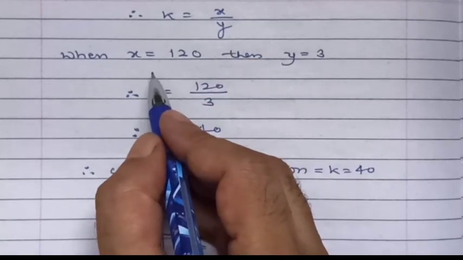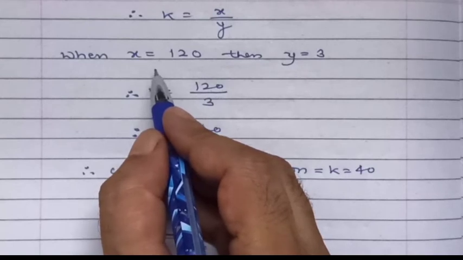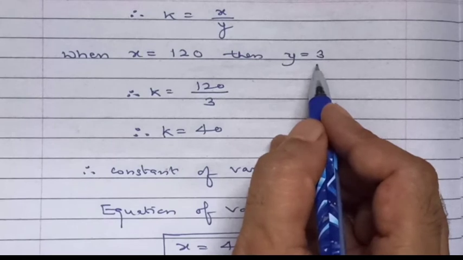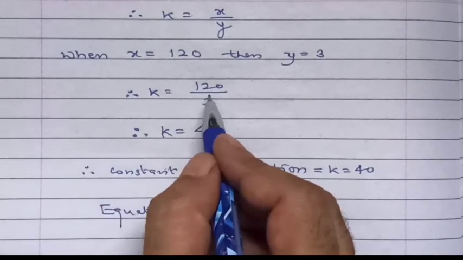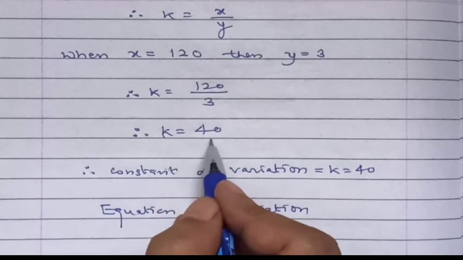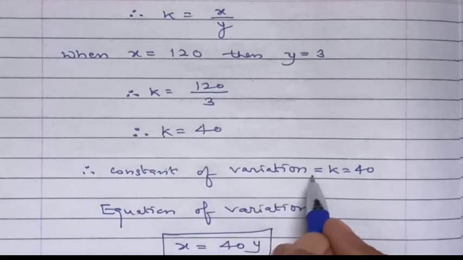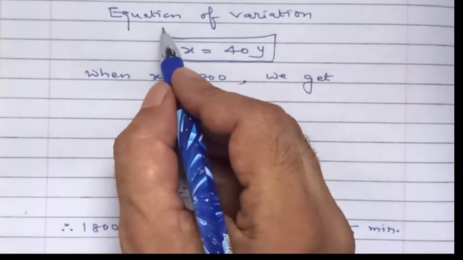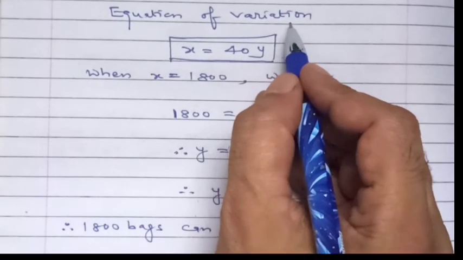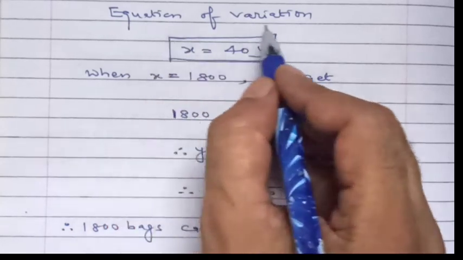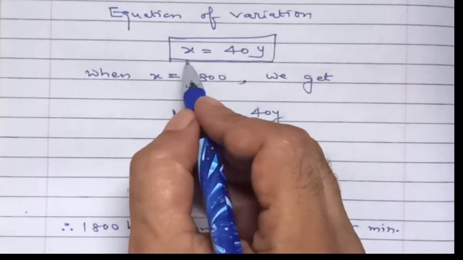From the given information, we'll write the values of x and y. So write, when x is equal to 120, y is equal to 3. Therefore k is equal to x upon y, that is 120 upon 3. That will give you k is equal to 40. Therefore the constant of variation, which is equal to k, is equal to 40. Now write the equation of variation: x is equal to 40y.